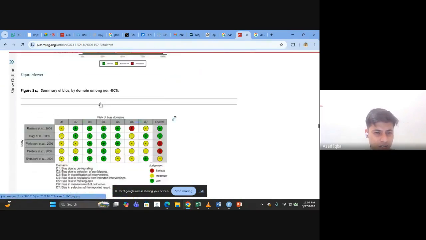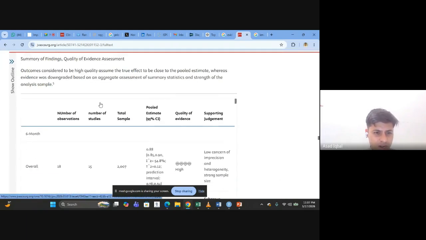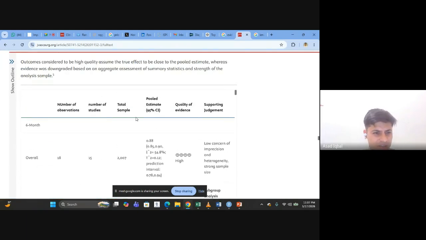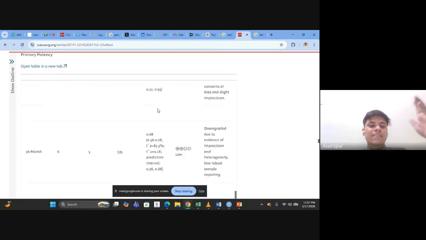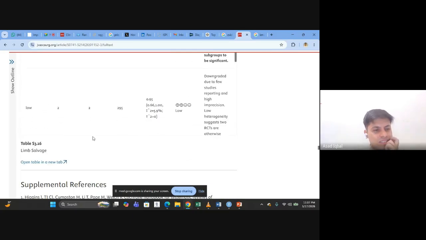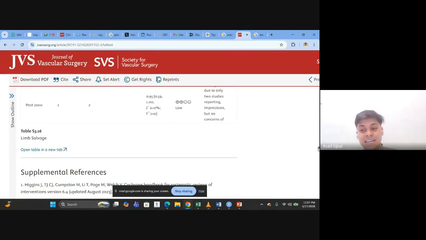Risk of bias, okay. And what is this? This is a funnel plot. You will learn this by the end of the time. So what I was talking about: these are the outcomes, and they present their results in different forms.